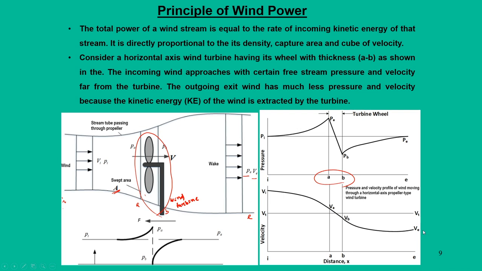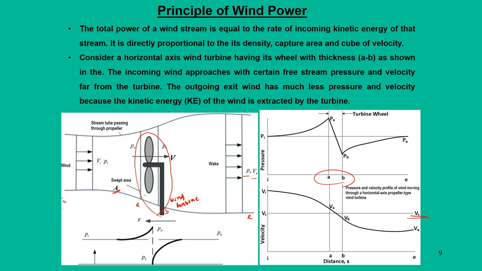So, there are three velocities: one is the inlet velocity of the wind, another is the exit velocity of the wind, and there is a velocity at which the rotor rotates, which is called the turbine velocity V t. In fact, for a given wind speed, we have a fixed value of V t. So, we need to find out the relation between P A, V A, P B, V B, and, at a particular stream velocity V I, what the value of V T should be. This is the essential theme of what we call the principle of power generation.